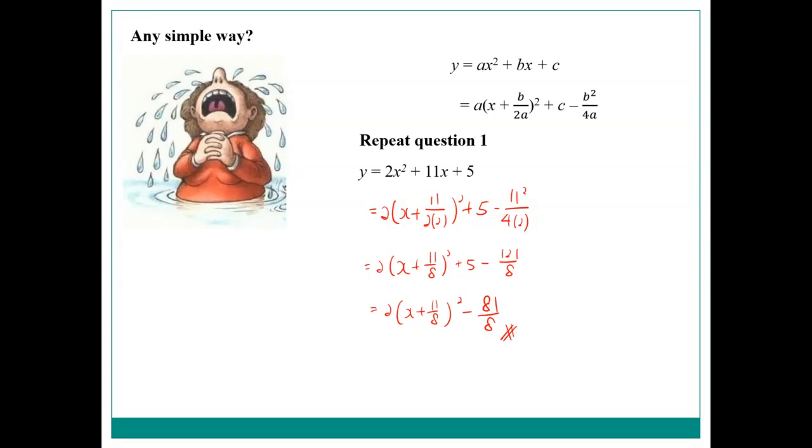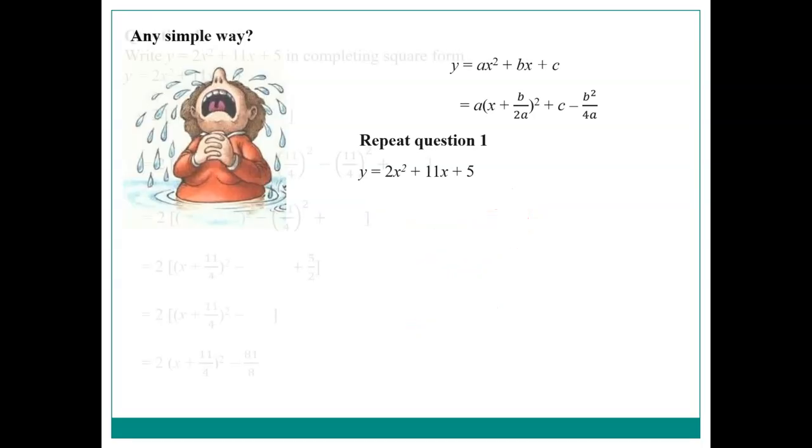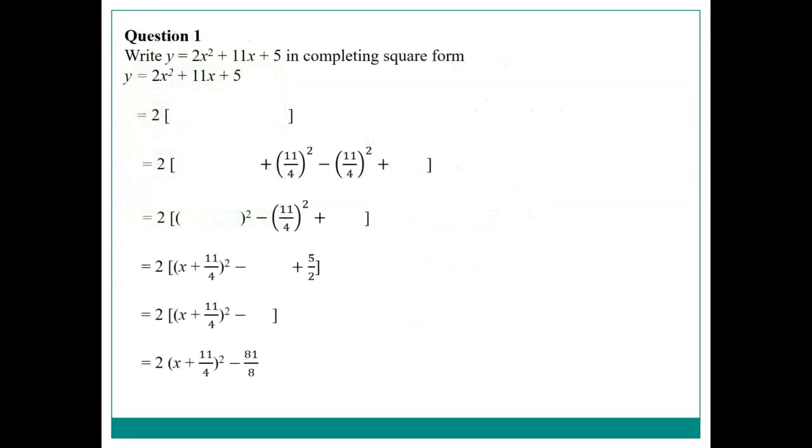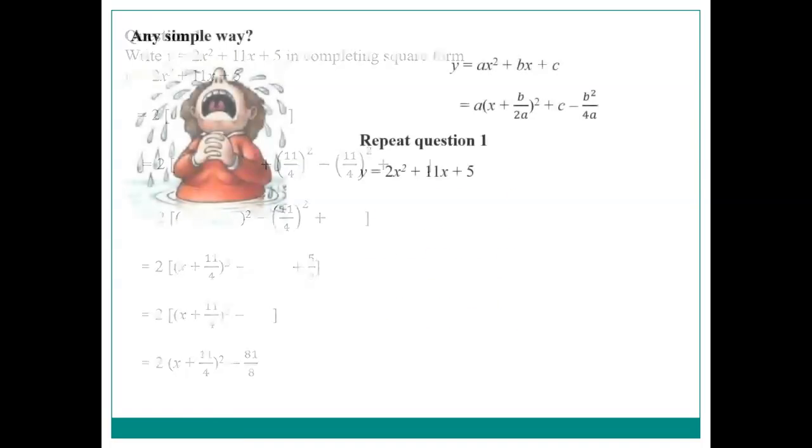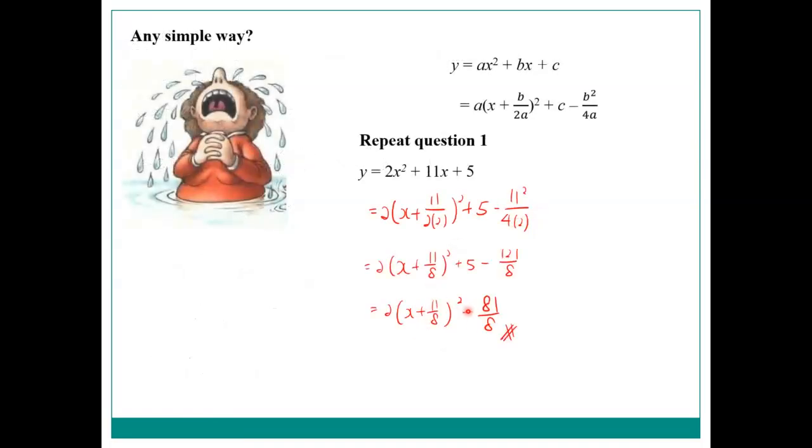And we can compare this answer with the previous one. As we can see, if you use the very long method, you get the same answer as when we use the shortcut. All right, so they are the same. So make sure you know how to write this general form into completing square form. It is very important.